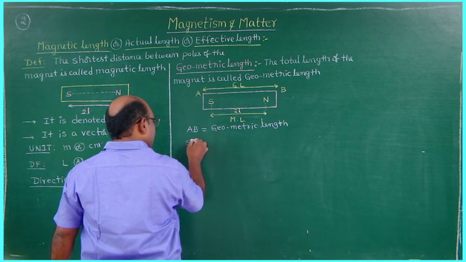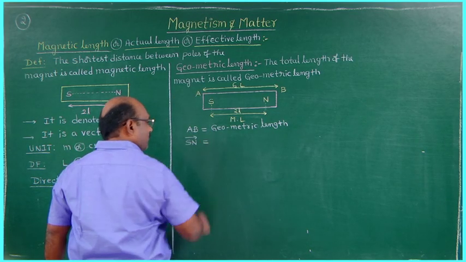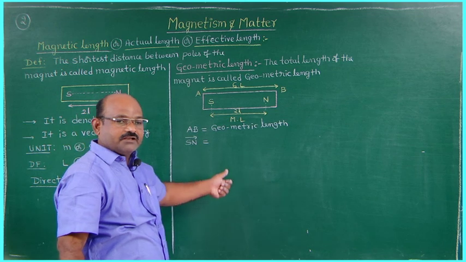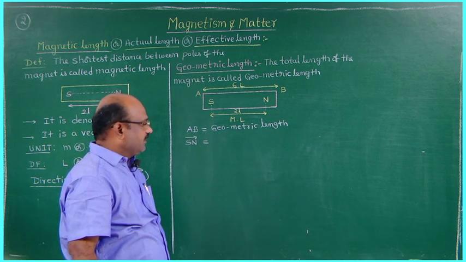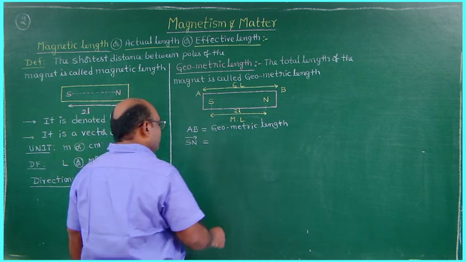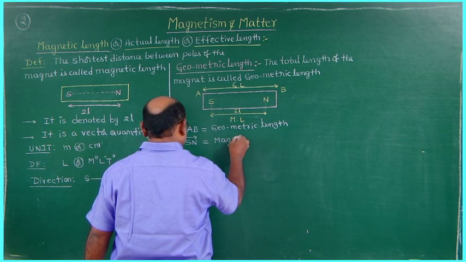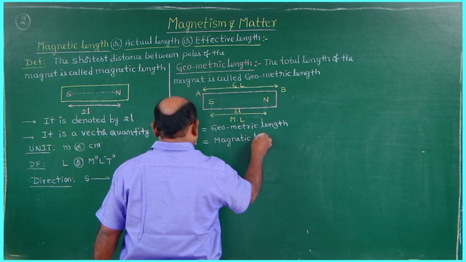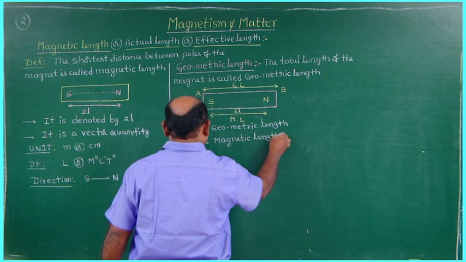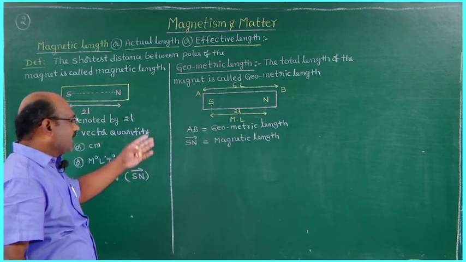Here SN bar, why have I written SN bar? Because magnetic length is a vector quantity whereas the geometric length is a scalar quantity. So, SN bar is equal to the magnetic length, keep carefully. So, magnetic length.